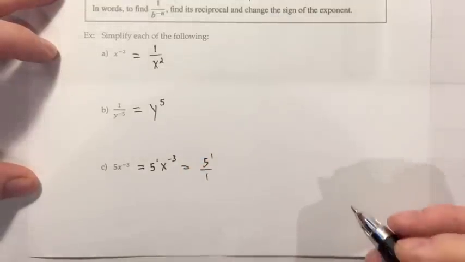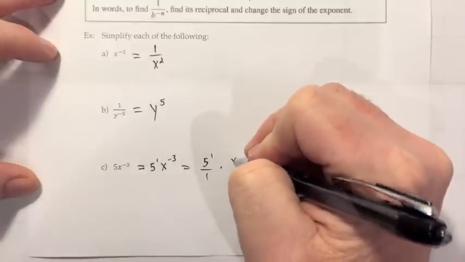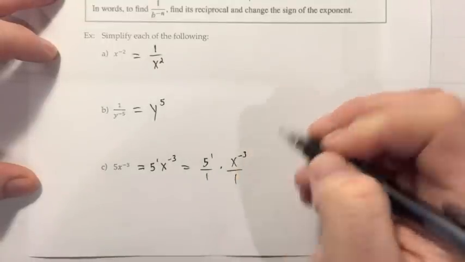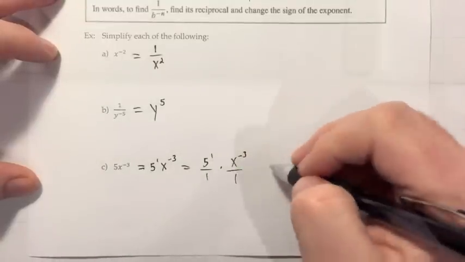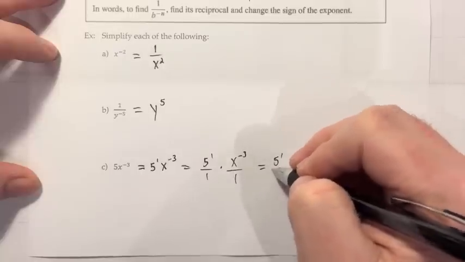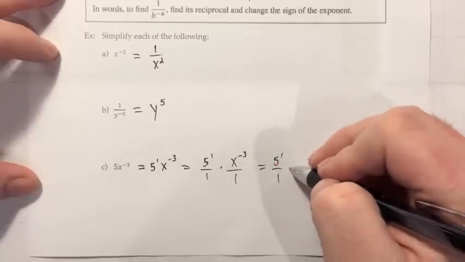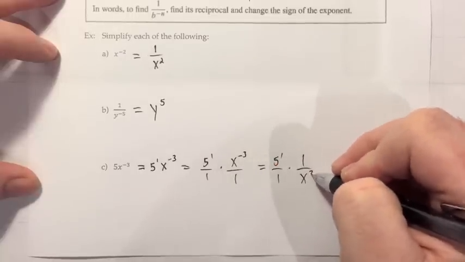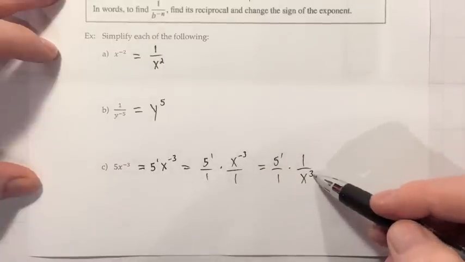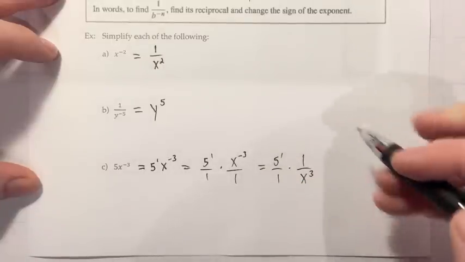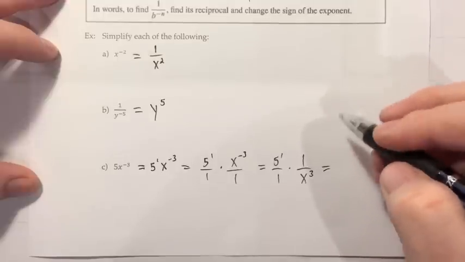So what we do is kind of separate those off. Think of it as 5 to the first over 1 times x to the negative 3 over 1. Because this piece is fine, we would just leave it alone. But because this piece has a negative exponent, we would do the reciprocal. Doing the reciprocal changes that exponent from negative to positive. And then we would just take what's left over and multiply it.